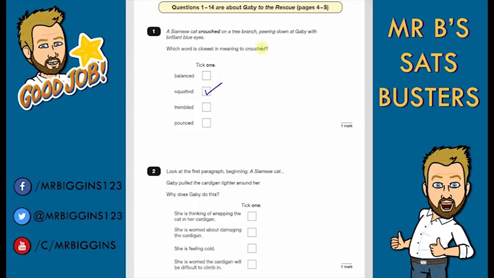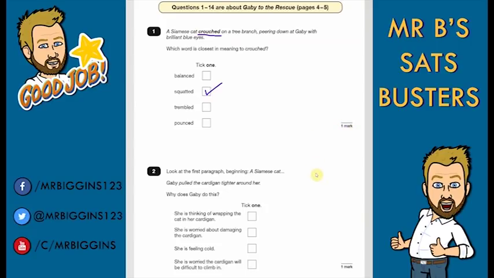If you're not sure which one it is, I would try and get rid of the other ones that you know. So if you think, oh, I don't know what crouch means. Now, crouch is quite an easy word that a lot of you will have heard of. But if not, you could have a look there. So Siamese cat's crouched on it. Would it be trembling on there? Would it be pouncing on there? Balanced. Okay. Pick which one you think it is and always have a go, because if you don't have a go, there's no chance that you're going to get that 1 mark.